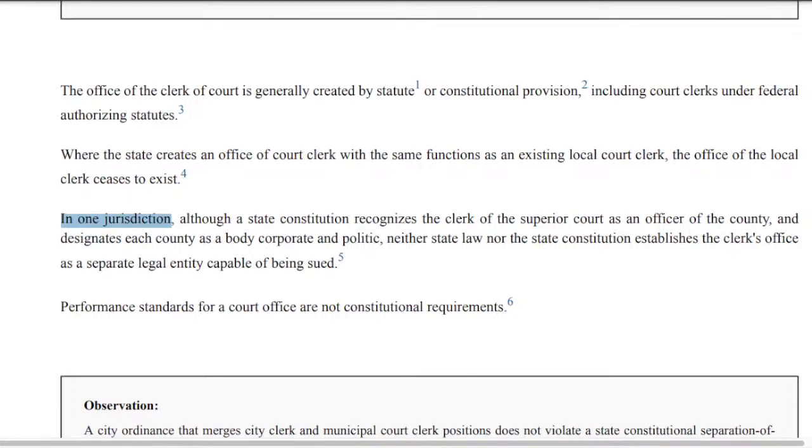this is the beauty of American jurisprudence, that we're trying to look at this from the principles of law regarding intent. And the jurisdiction here is going to matter a lot. So in one jurisdiction, meaning be careful what jurisdiction you're in, be familiar with your local laws, jurisdictions, your codes, whatever it might be. Although a state constitution recognizes the clerk of the Superior Court as an officer of the county and designates each county as a body corporate and politic, neither state law nor the state constitution establishes the clerk's office as a separate legal entity capable of being sued. Then performance standards for a court office are not constitutional requirements. Now, there's plenty of statutory requirements.